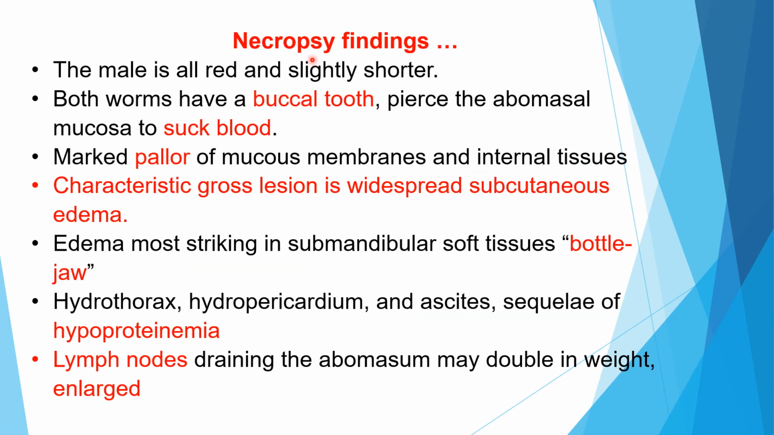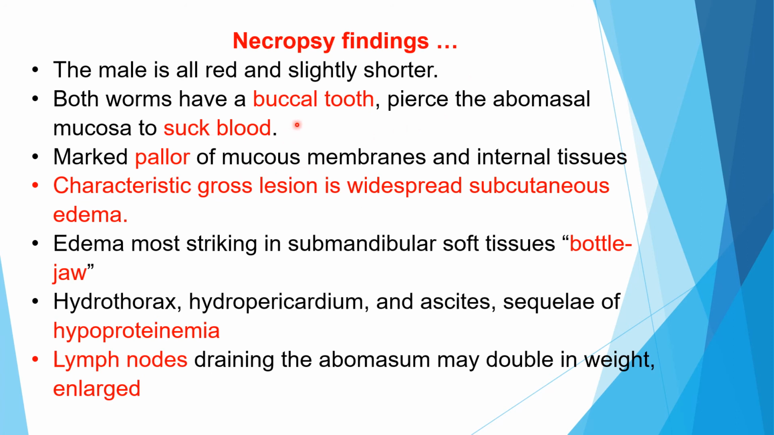Continuing with the necropsy findings. The female has a digestive tract and a reproductive tract. The digestive tract is red. The reproductive tract is uncolored. So there are stripes of red and white, the barber pole. But the males are all red because the male has no reproductive tract. The male has a prominent digestive tract, all red, and the males are slightly shorter than the females.